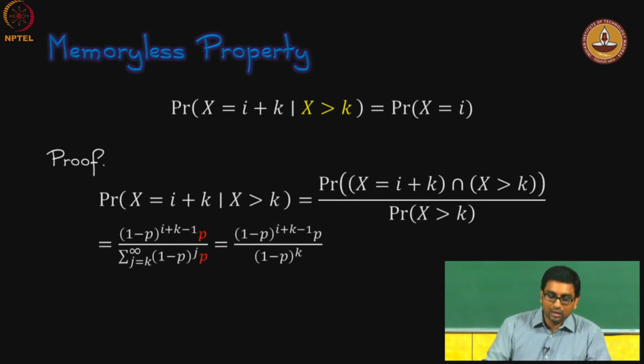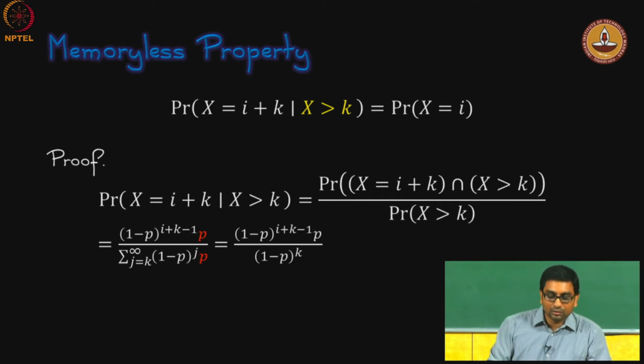Then so on in the numerator, what do we have? It's the probability that X equals i plus k, intersected with the event that X is greater than k. If X is equal to i plus k, and i and k are both positive quantities, clearly what you have on the numerator is basically just what happens: you have to get i plus k minus 1 tails followed by the heads, and X has to be greater than k. That is the numerator.